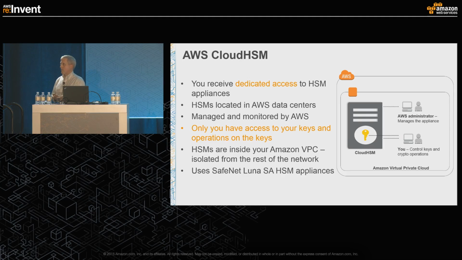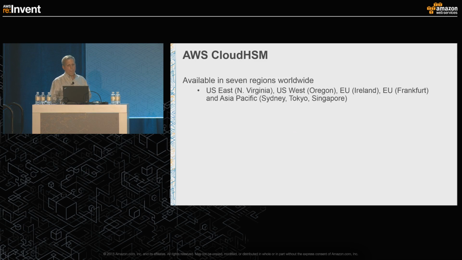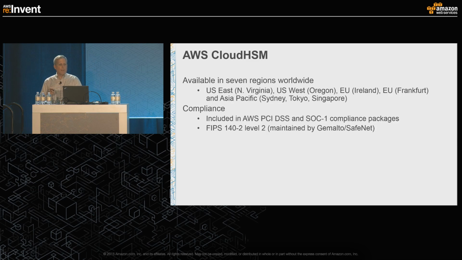These are located inside Virtual Private Cloud, and there at the bottom, we're actually using the SafeNet Luna SA model of HSM, which is a fairly popular model. Some of you might have some experience with that. It's available now in 7 regions. And it has some interesting compliance validations and certifications. Specifically FIPS 140-2, Level 2. It's also been included inside our SOC and PCI DSS reports.